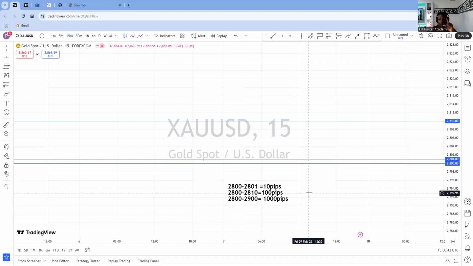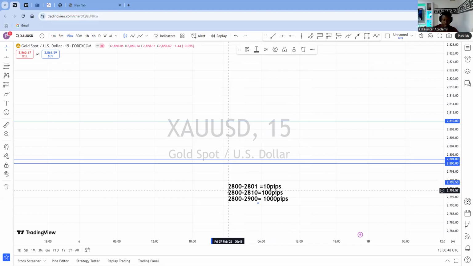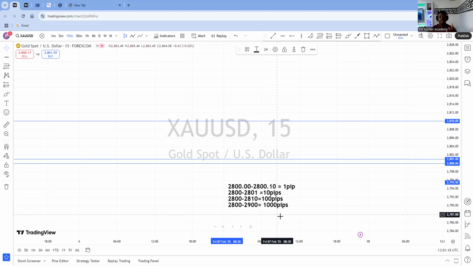What about if you need just one pip? So one pip, let me put that one up here. 2800.00 to 2800.10 equals one pip. All right. So basically, this is how it is being calculated.